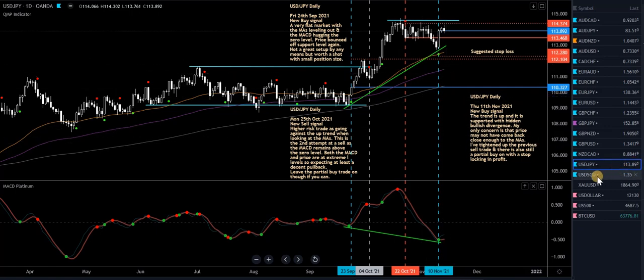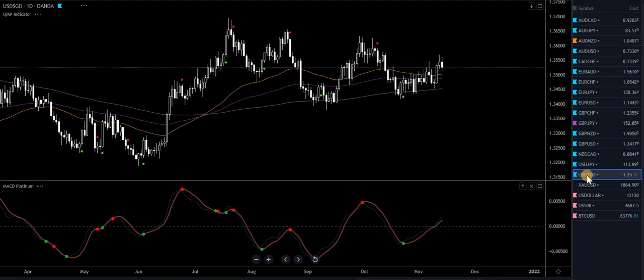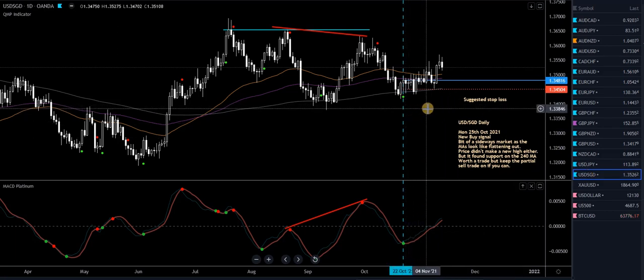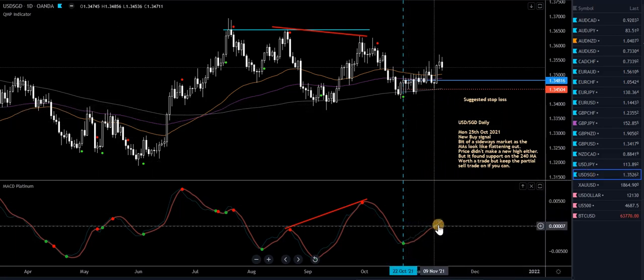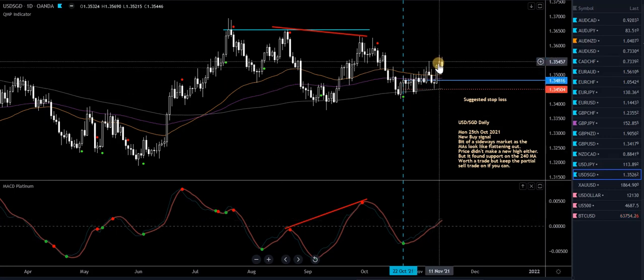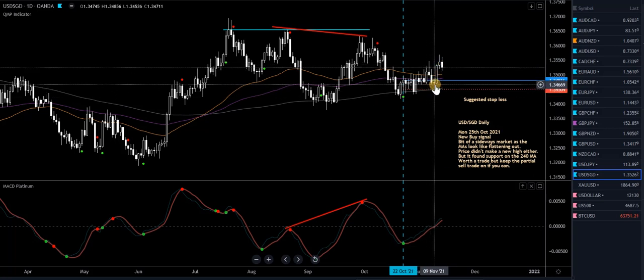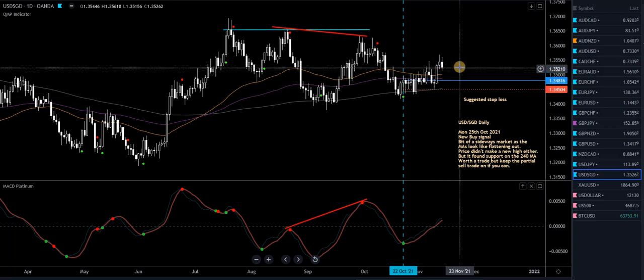That's the Japanese yen, USD/JPY. USD/SGD, Singapore dollar, we're in a buy here. And eventually MACD platinum through the 0 level. Nice big bullish candle here. You get excited on Wednesday, Thursday, and Friday. So I'm just bringing my stop up. Close half if you think there's enough pips there.